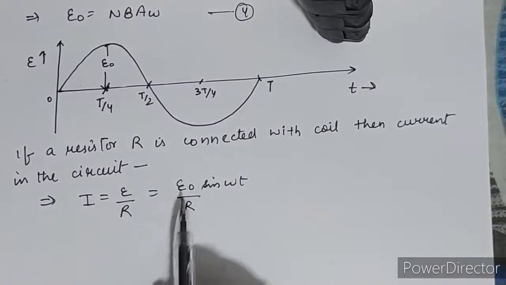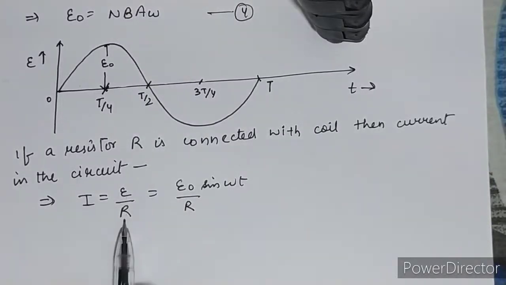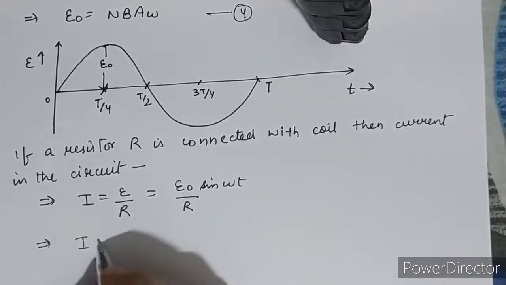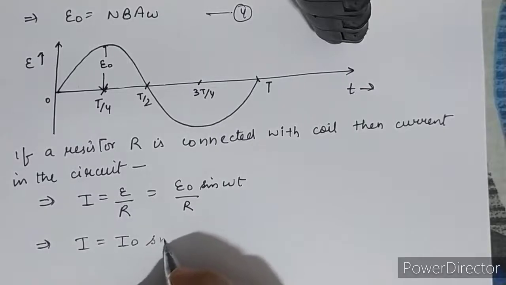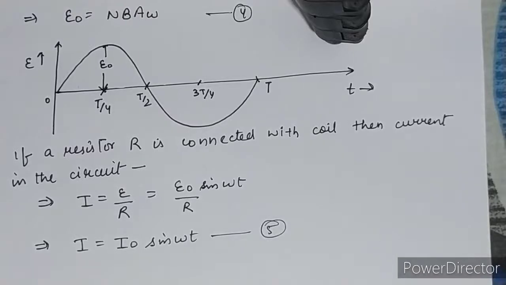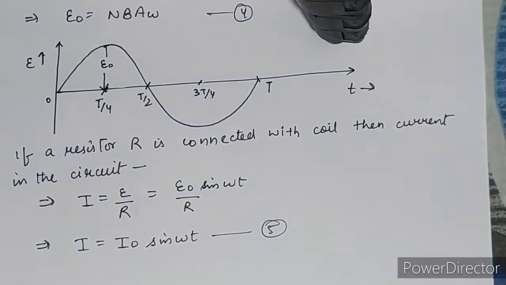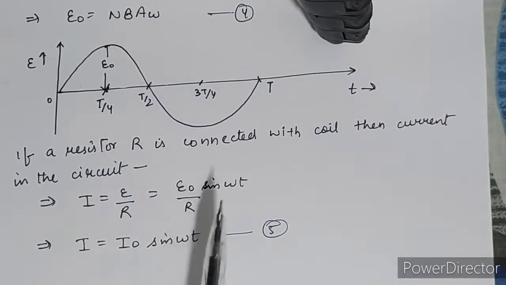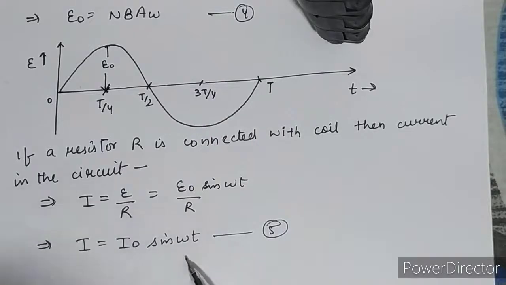So I is equal to E upon R. So E naught upon R is your I naught. So I is equal to I naught sin omega t. Equation number 5. Okay, clear? So here I naught is the maximum, or we can say peak value of the current. Clear? And equation number 3 and equation number 5 are the values of alternating EMF and alternating current.